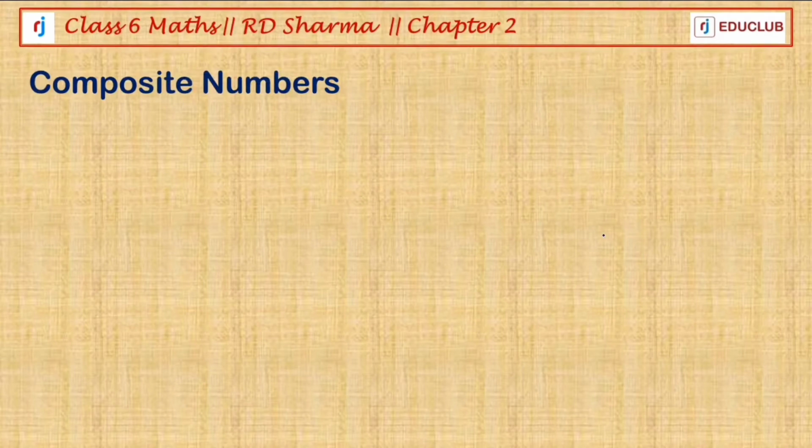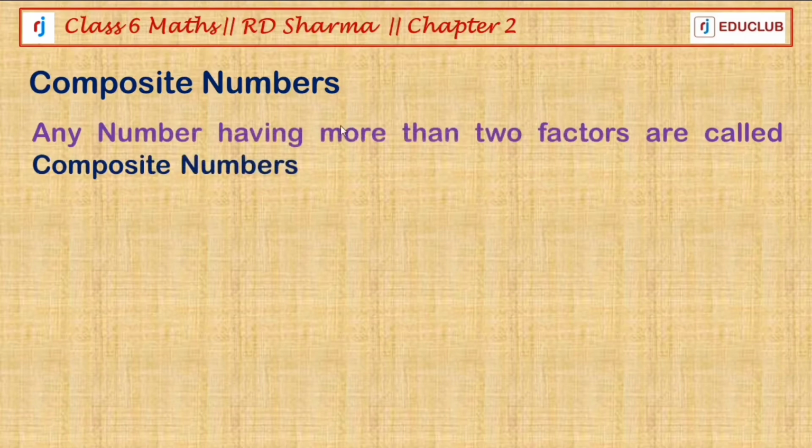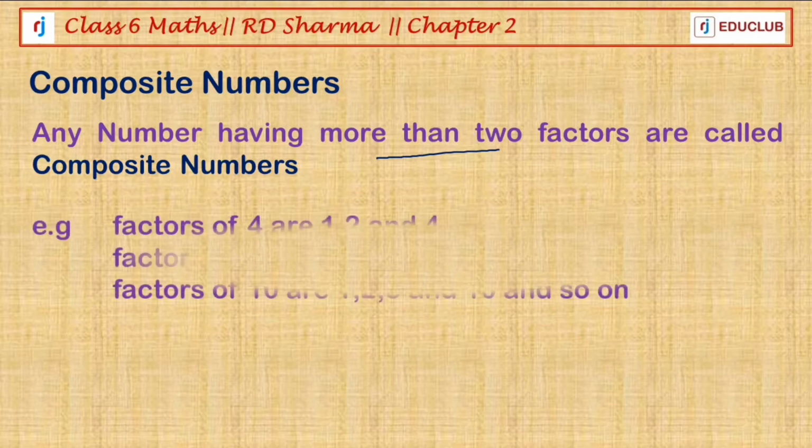Next is composite numbers. What are composite numbers? Any number having more than two factors. Prime numbers we have seen have two factors only, the number itself and 1. If more than two factors are there in any number, we call this number a composite number.